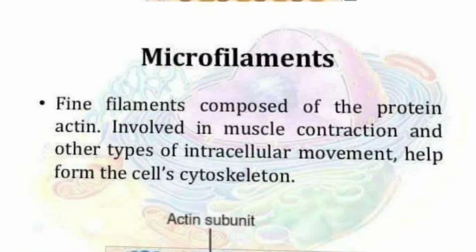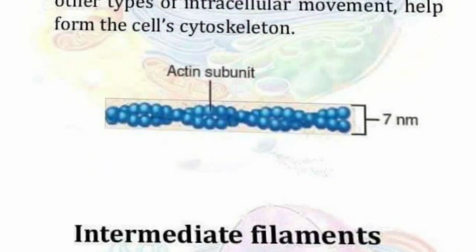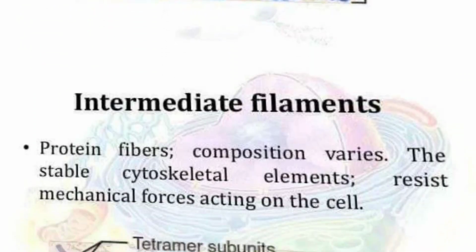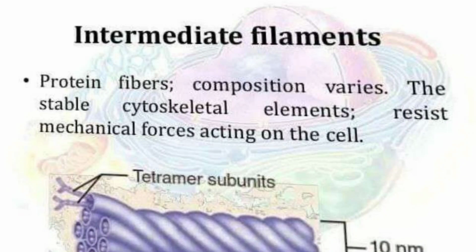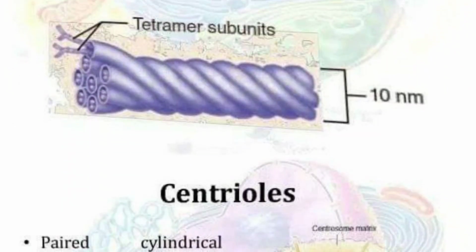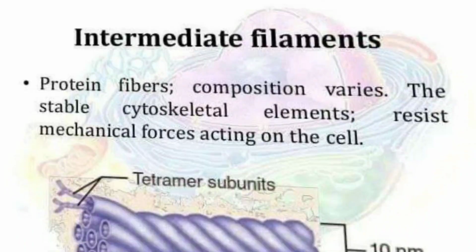Microfilaments, fine filaments composed of the protein actin, are involved in muscle contraction and other types of intracellular movement, and help form the cell cytoskeleton. These are actin subunits, and this is 7 nanometers. Intermediate filaments are protein fibers whose composition varies. They are stable cytoskeleton elements that resist mechanical forces acting on the cells. This is 10 nanometers. These are intermediate filaments.